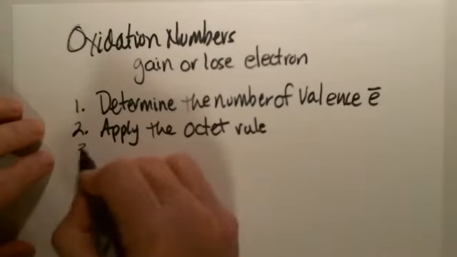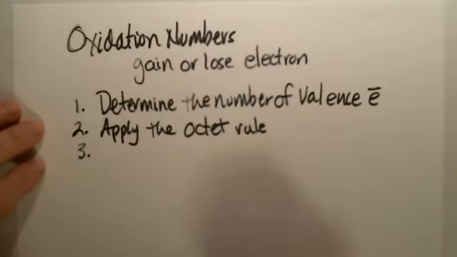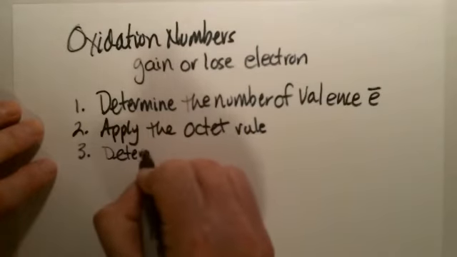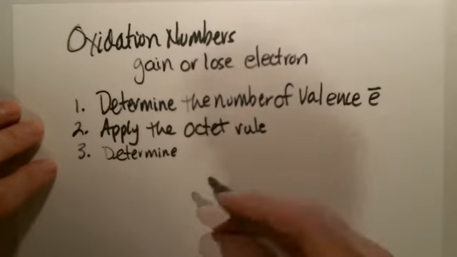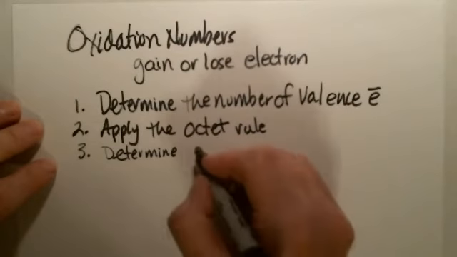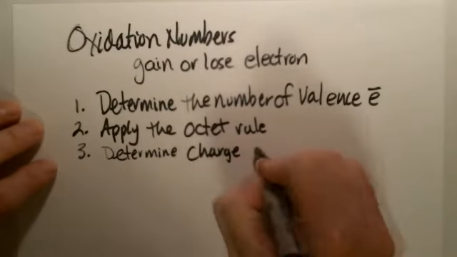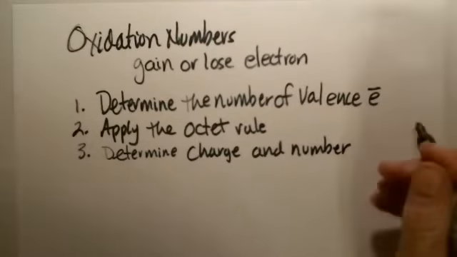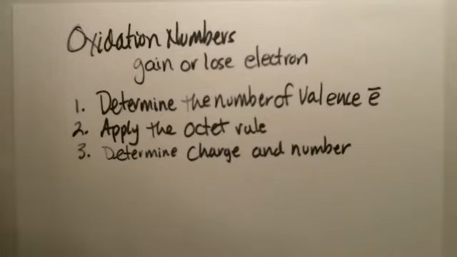And then the third step here, you need to determine the charge, determine the number. So you're going to determine what the charge is. And by charge, I'm talking about a positive charge or a negative charge. So determine the charge and then determine the number that that charge is associated with. Such as oxygen's oxidation number is a -2. Negative being the charge, 2 being the number for that negative charge.